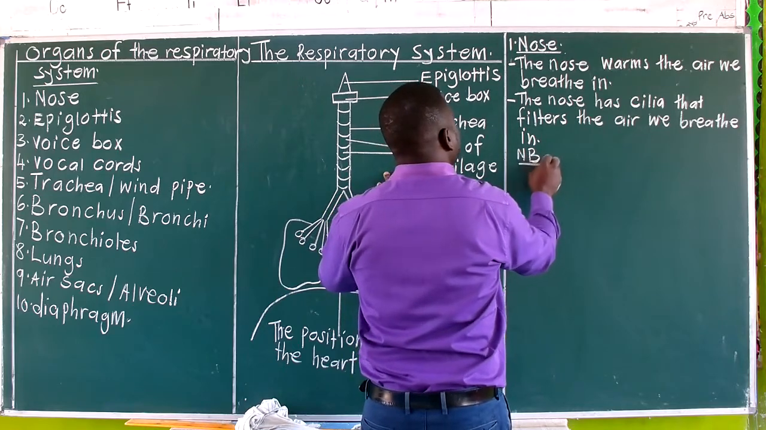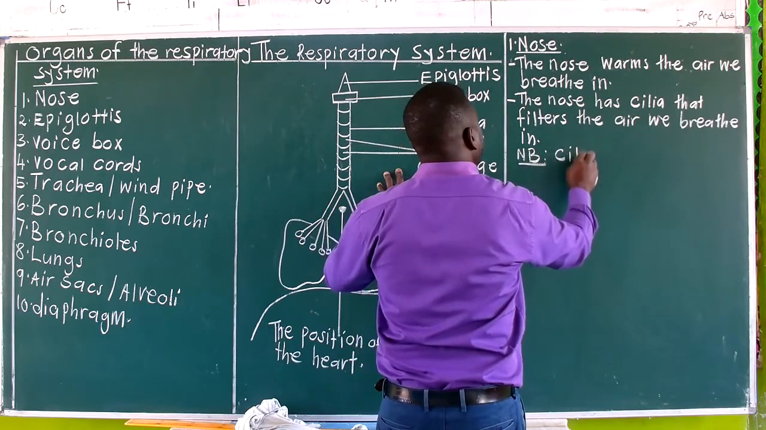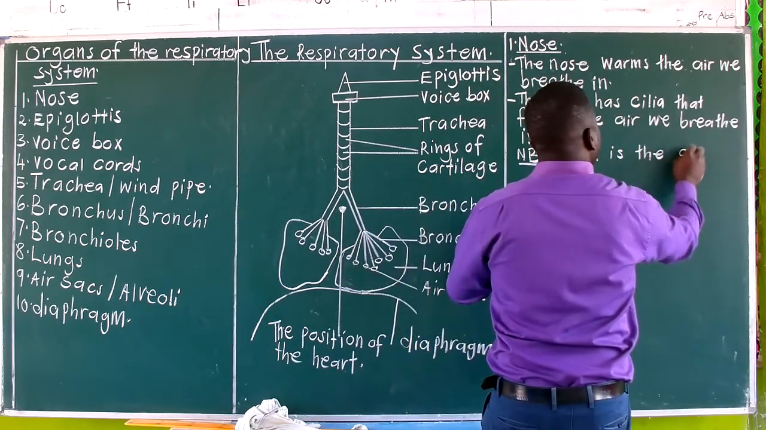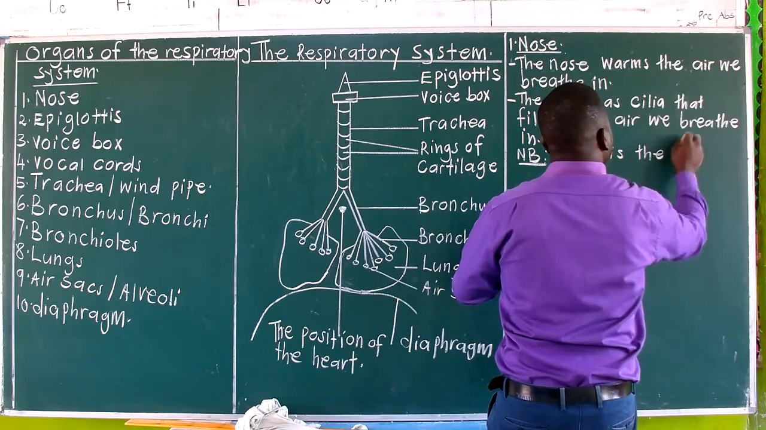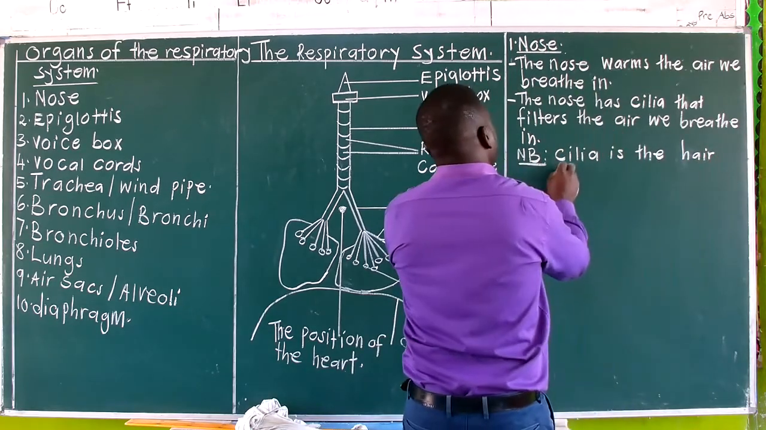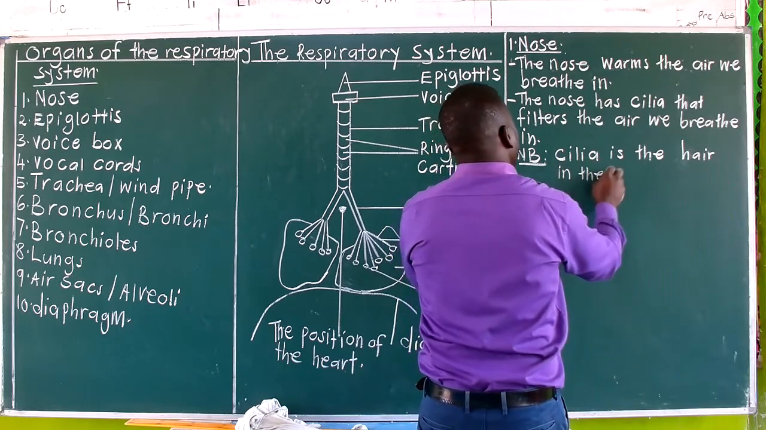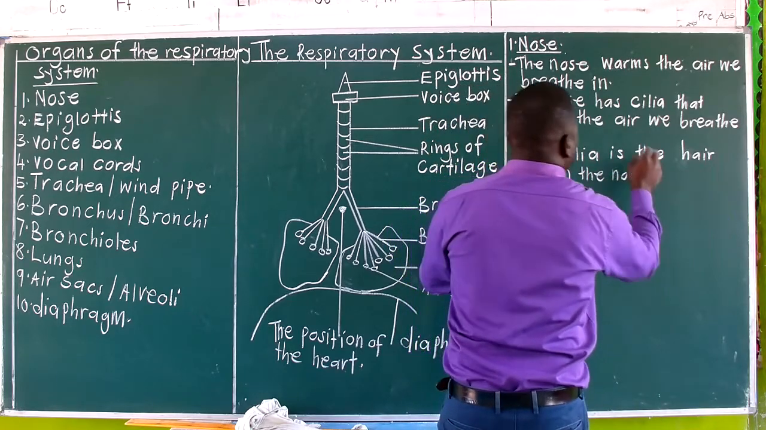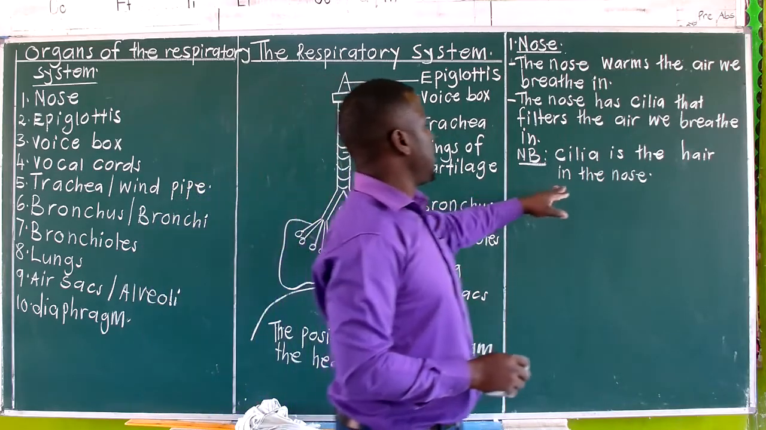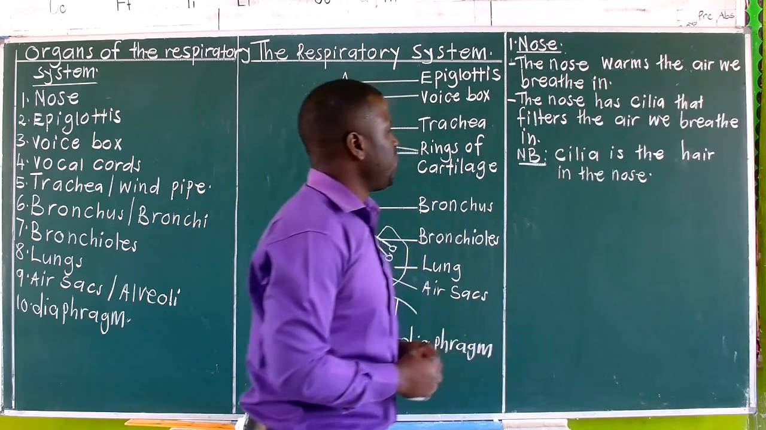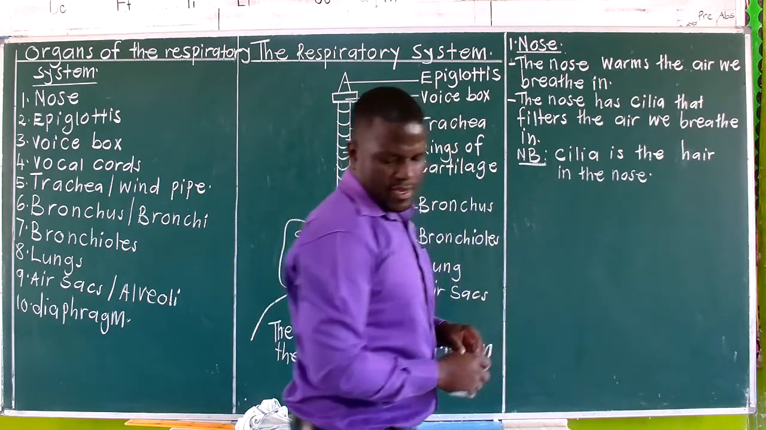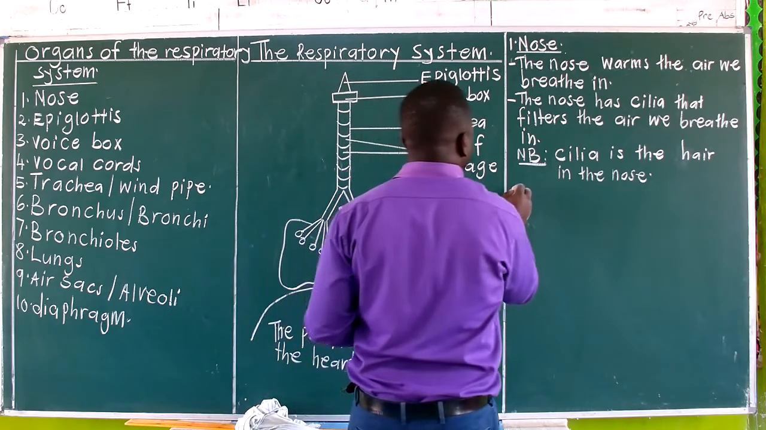NB. Cilia is the hair in the nose. Cilia is the name given to the hair found in the nose, and this hair helps to filter the air we breathe in. Then the nose also has mucus.